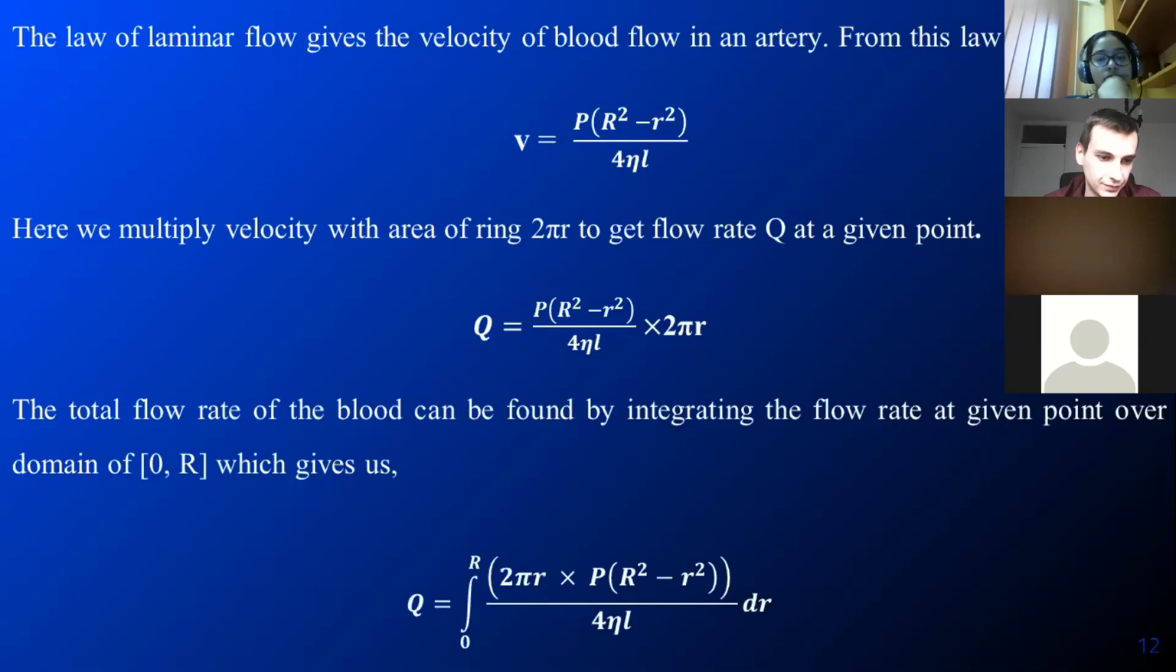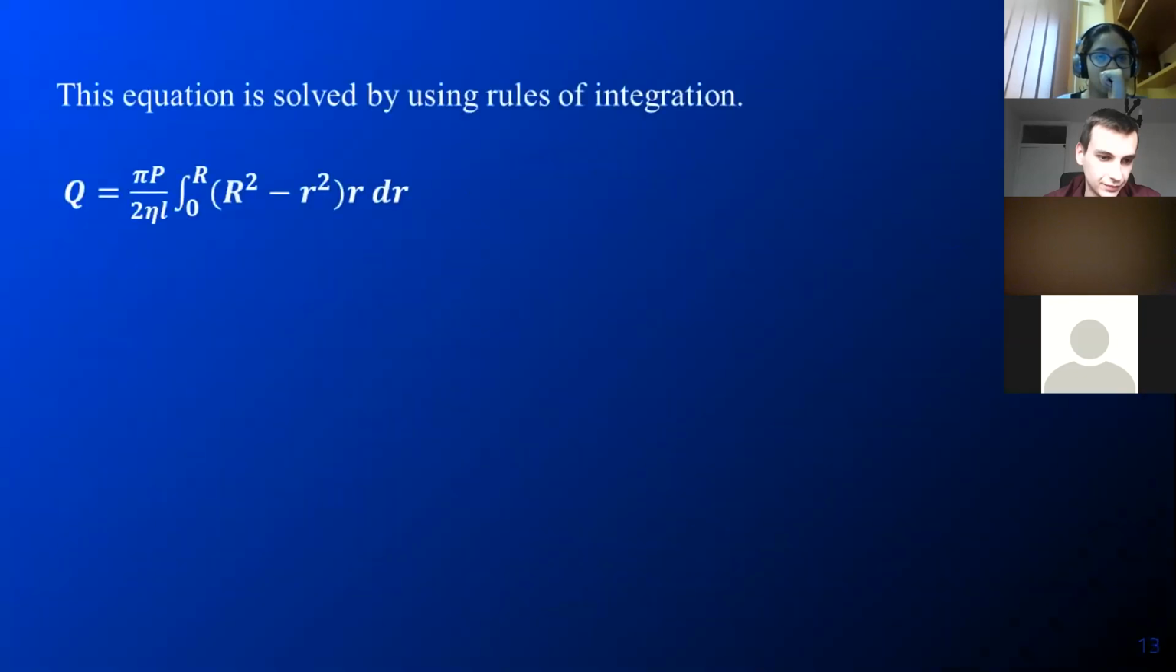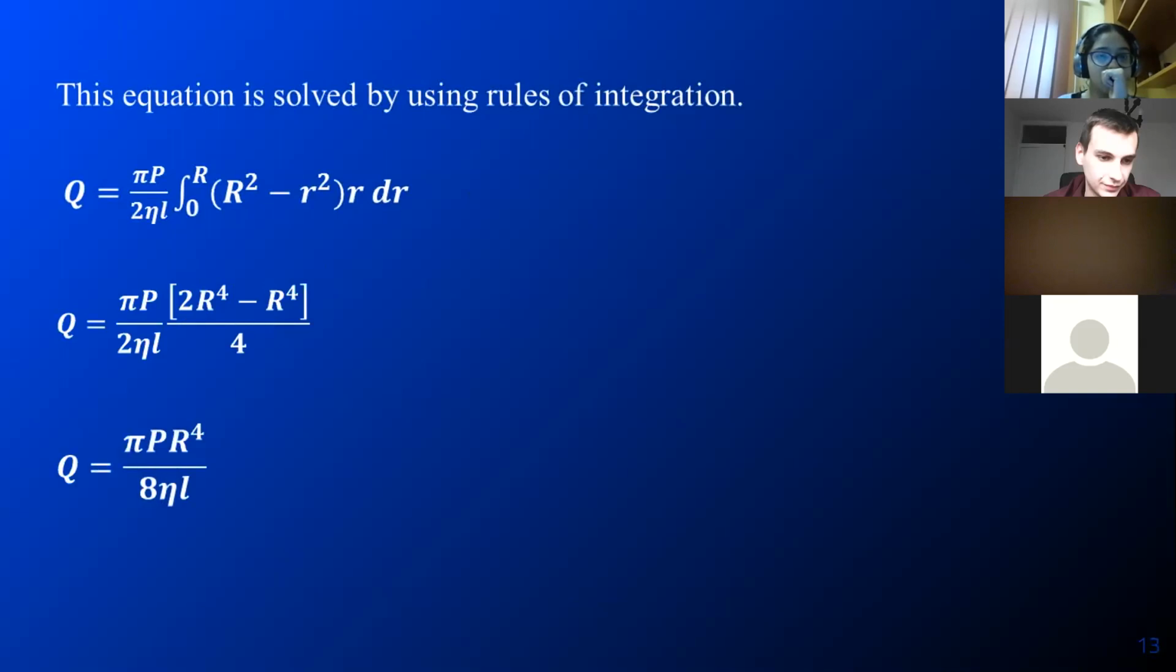The total flow rate of blood can be found by integrating the flow rate at a point over the domain 0 to R, which gives us the following equation. Domain 0 to R is applied because the radius of the vein can be 0 when the vein is completely contracted, and it can be maximum R when the vein is completely dilated. This equation is solved by using rules of integration. Applying integration step by step and solving all the steps, we get the final equation, which is the equation for flow rate of blood. Q equals pi P R raised to 4 upon 8 eta L. This is also the equation for Poiseuille's law that we saw in the earlier slides.